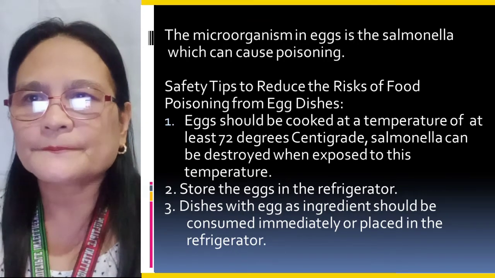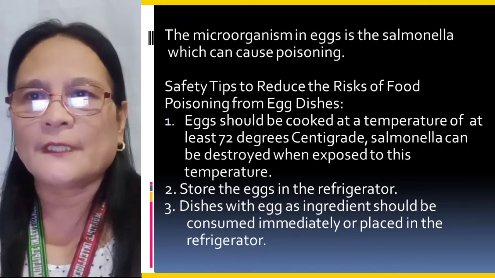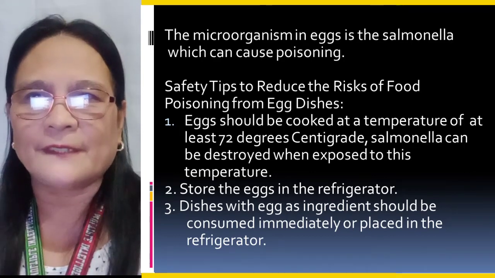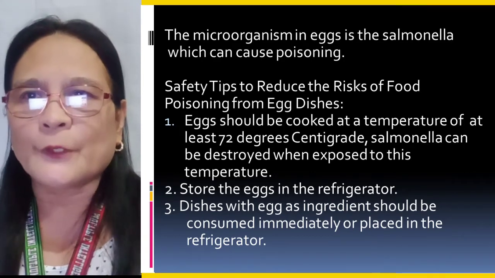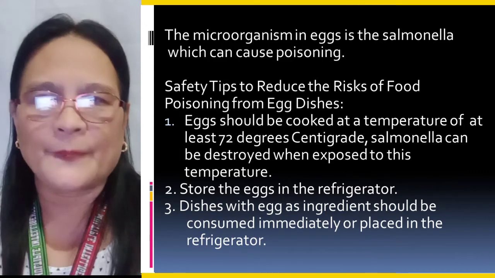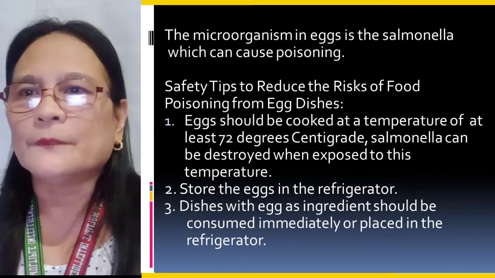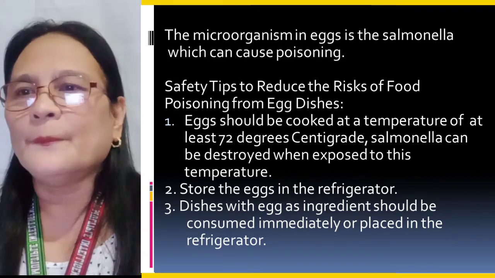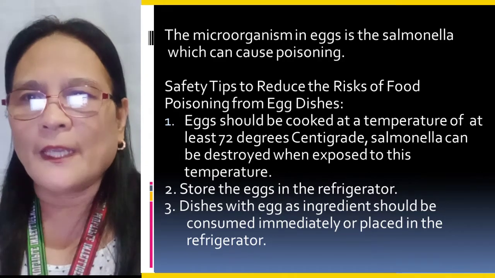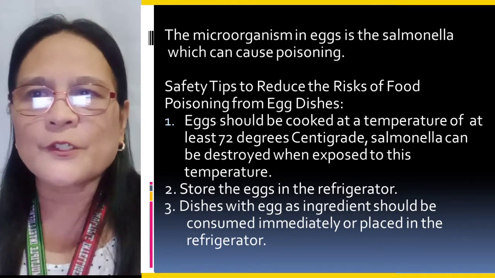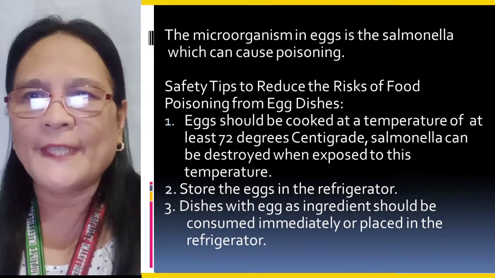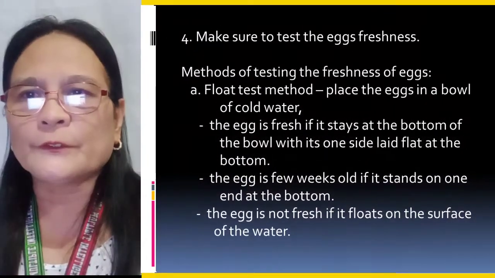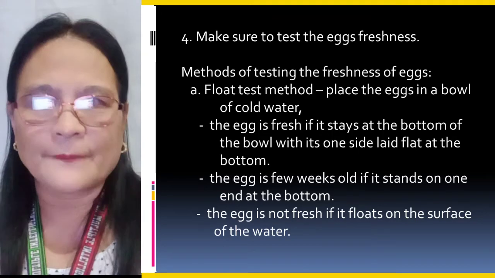Number 1, eggs should be cooked at a temperature of at least 72 degrees centigrade. Salmonella can be destroyed when exposed to this temperature. Number 2, store the eggs in the refrigerator. Number 3, dishes with egg as ingredient should be consumed immediately or placed in the refrigerator. Number 4, make sure to test the egg's freshness.